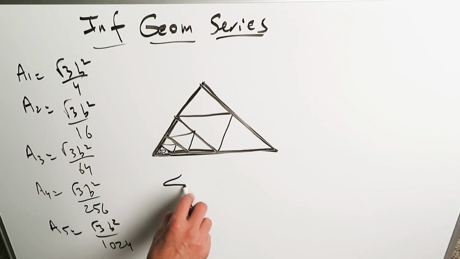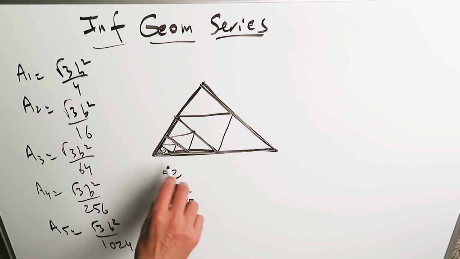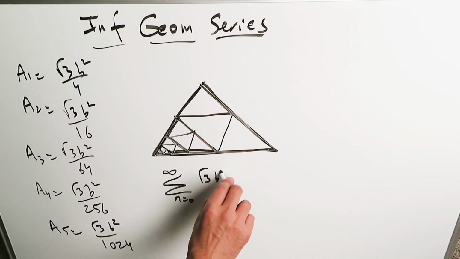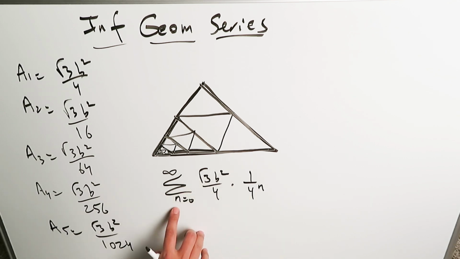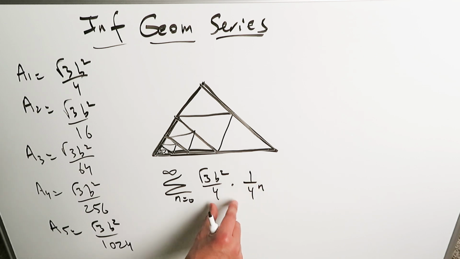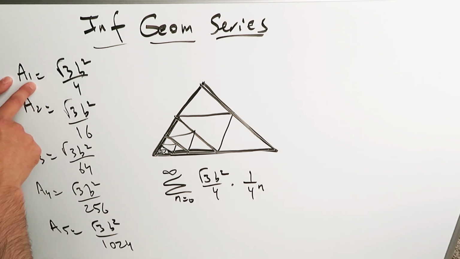My pattern can be represented as this. If you're saying n is equal to 0, your first round, we're calling it from 0 up to infinity. I have root 3 b square over 4 times 1 over 4 to the power of n. When I'm doing n equals 0, this becomes a 1, and I start here with my first. N equals 0, but my count will be here from 1.